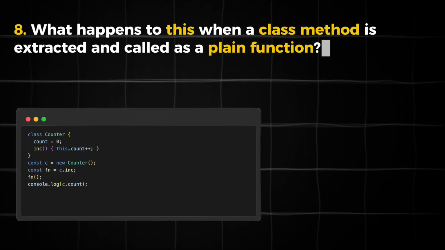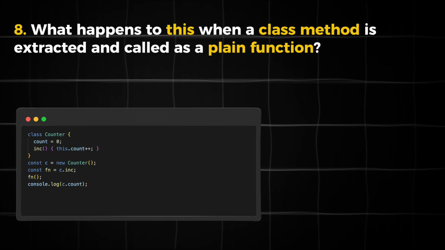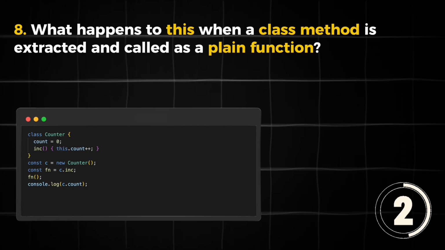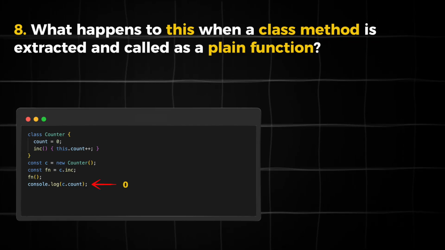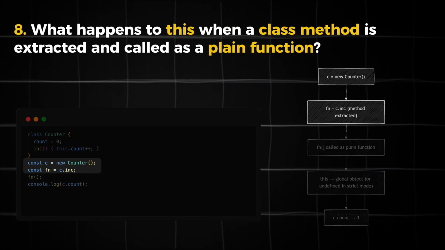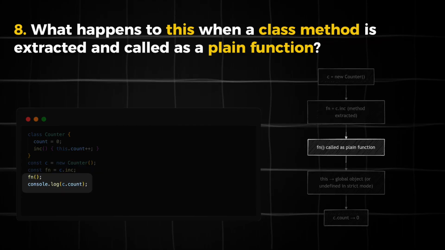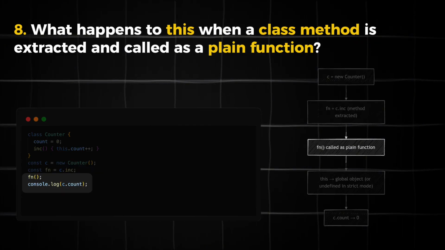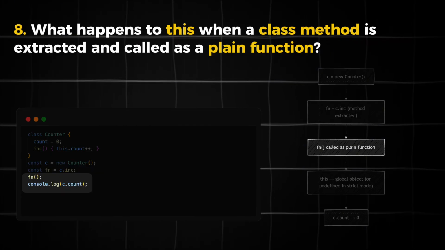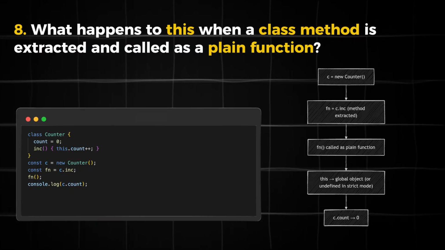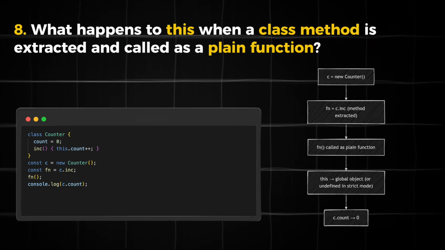Number 8. What happens to this when a class method is extracted and called as a plain function? So cCount stays 0. c.inc is extracted as a standalone function. Calling fn is a plain function call, so there is no receiver object. That means this, inside the function, is the global object, or undefined in strict mode. And cCount does not increment, remaining 0.